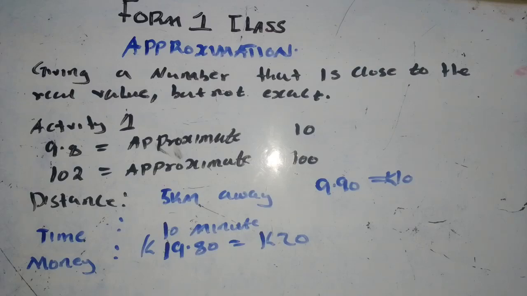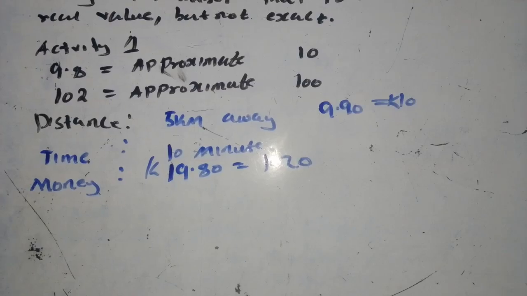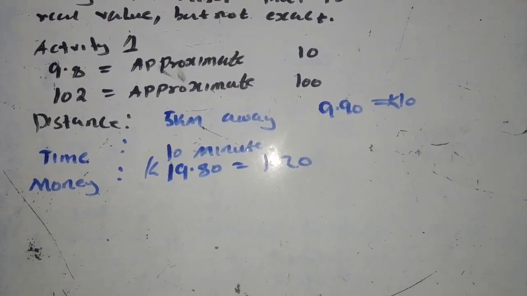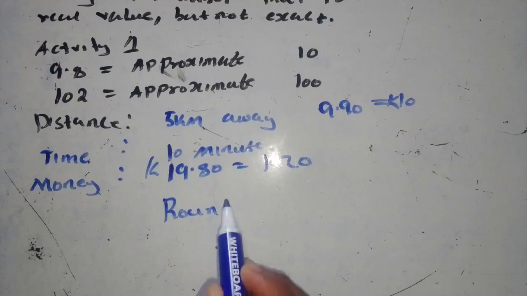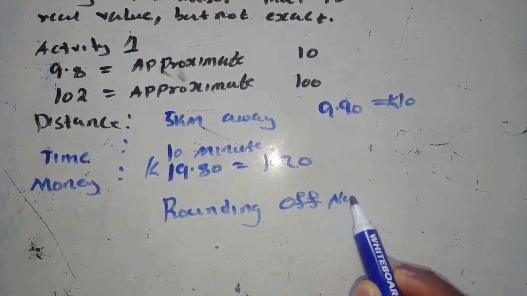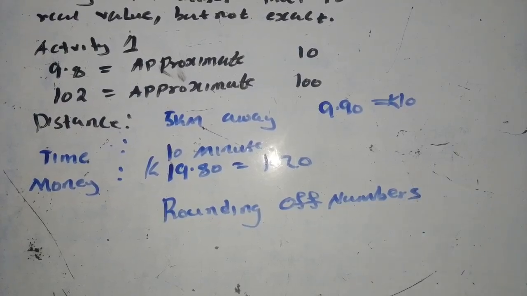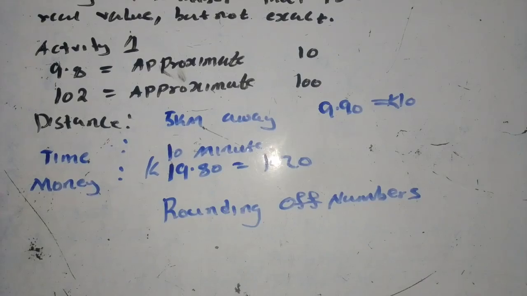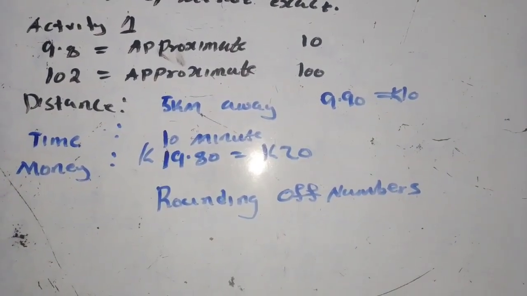So under approximation, there is what we refer to as rounding off numbers. Rounding off numbers is guided by two principles, or controlled by two principles. So make sure you know these principles.